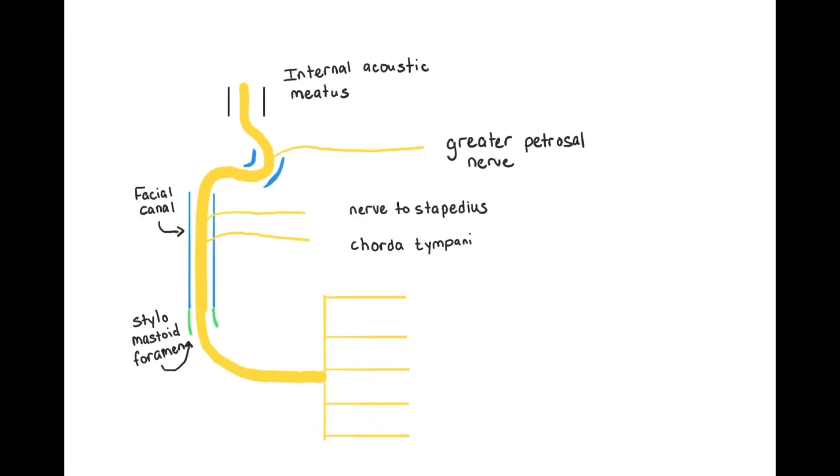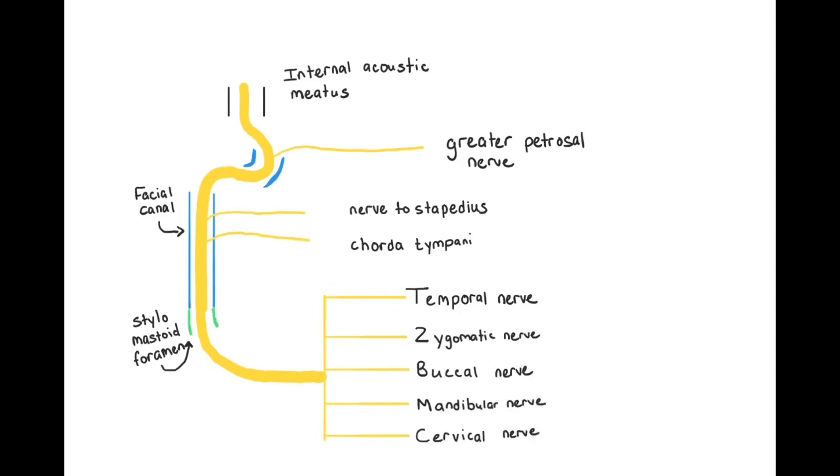The mnemonic I use for the 5 branches of the facial nerve is "Ten Zebras Bit My Cookie." The T stands for temporal nerve, the Z, zygomatic nerve, the B, buccal nerve, the M, mandibular nerve, and the C, cervical nerve. In this case, our patient had facial paralysis and no other additional symptoms.